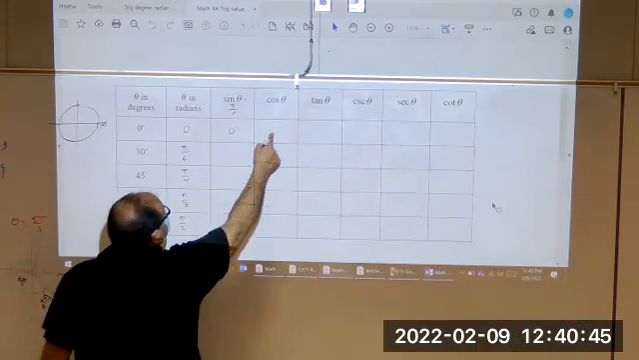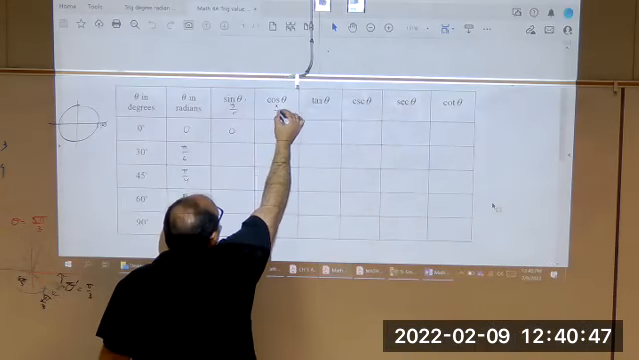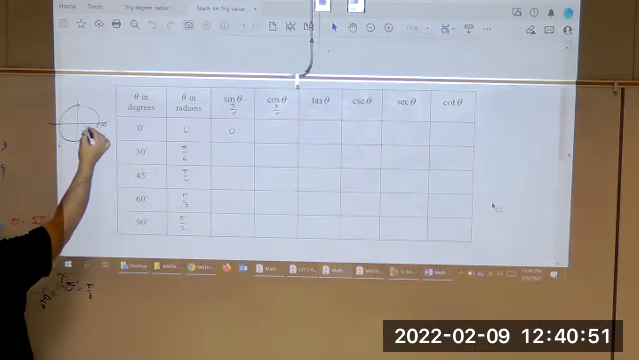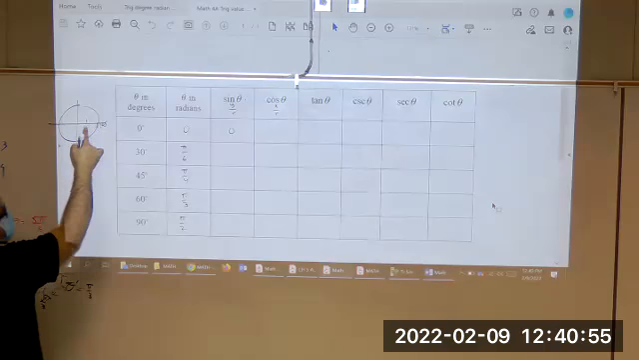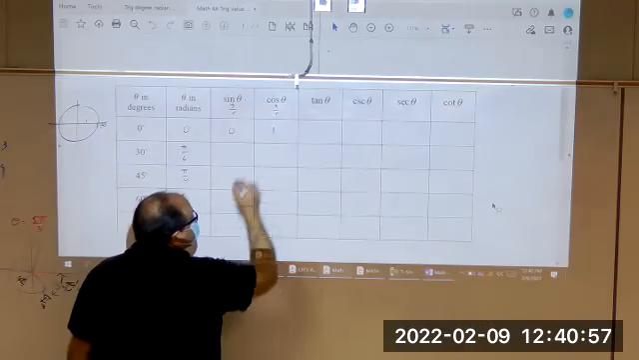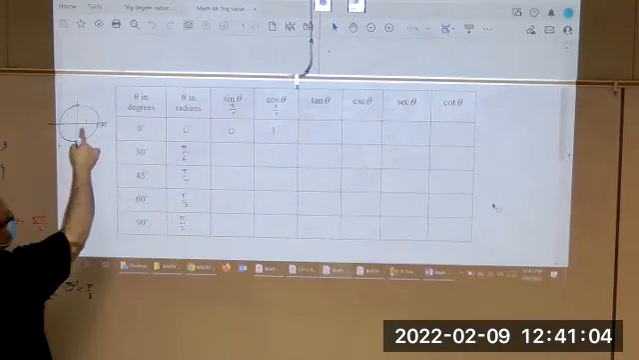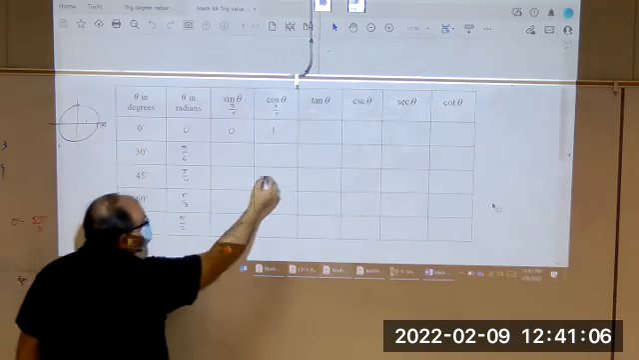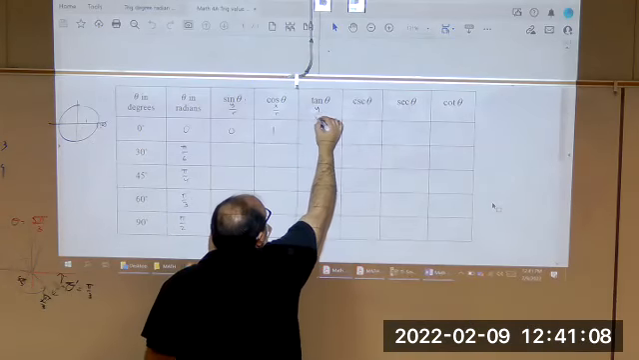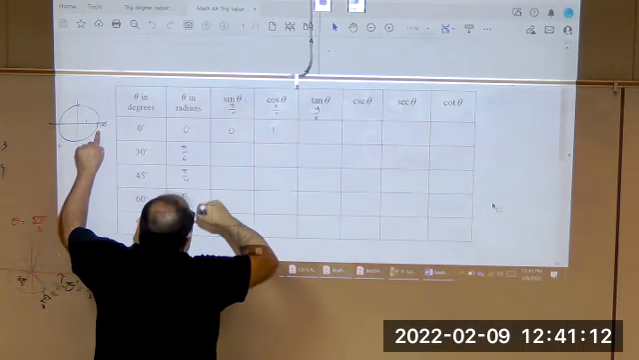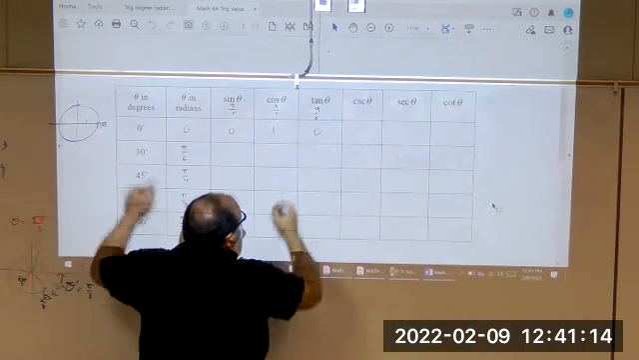Cosine is the x over the r. Well, over here, x is a 1 and the radius is what? So x is 1, radius is 1, 1 over 1 is 1, so cosine is 1. At 0 degrees, tangent is y over x. The y is a 0, the x is a 1, 0 over 1 is 0.